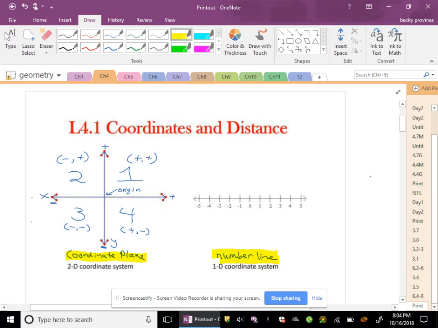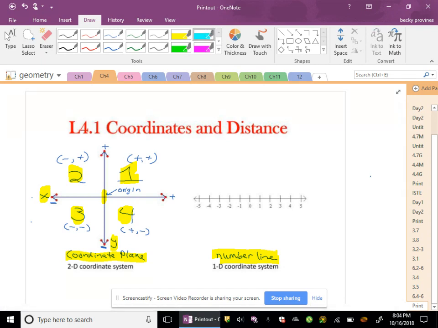When you are dealing with your coordinate plane, you have 4 different quadrants. You start with 1 up in this top corner and you go counterclockwise 2, 3, and 4. You need to know what this is called here at 0, 0. This is called your origin. And if you've forgotten, go ahead and write this in. This is your x-axis and this is your y-axis.